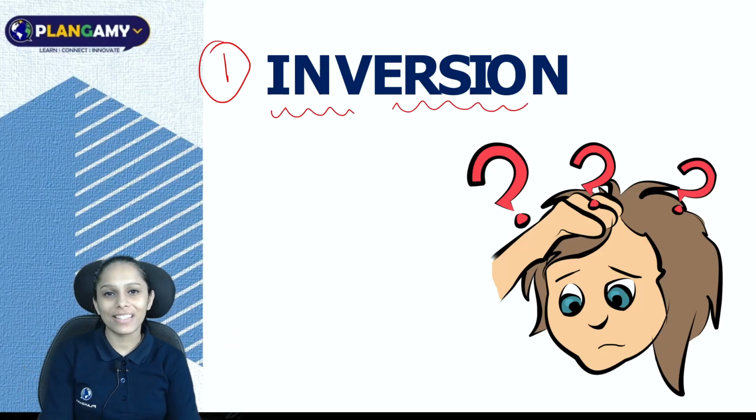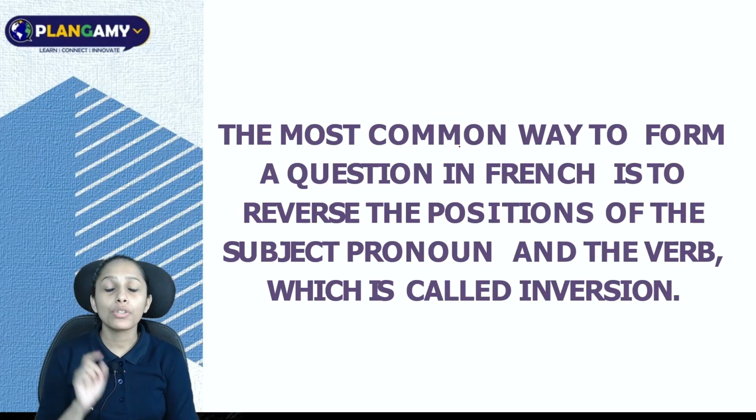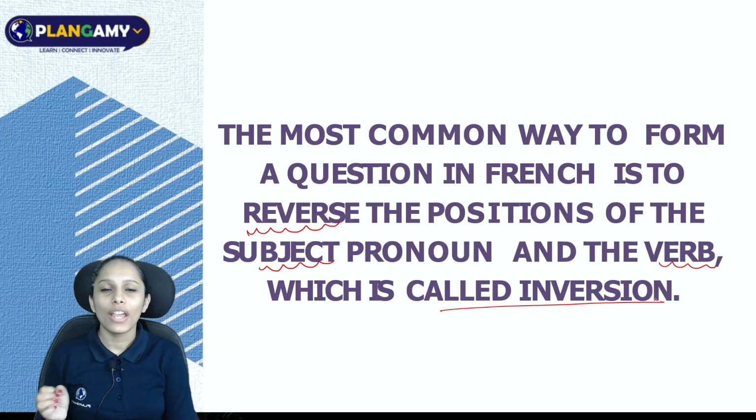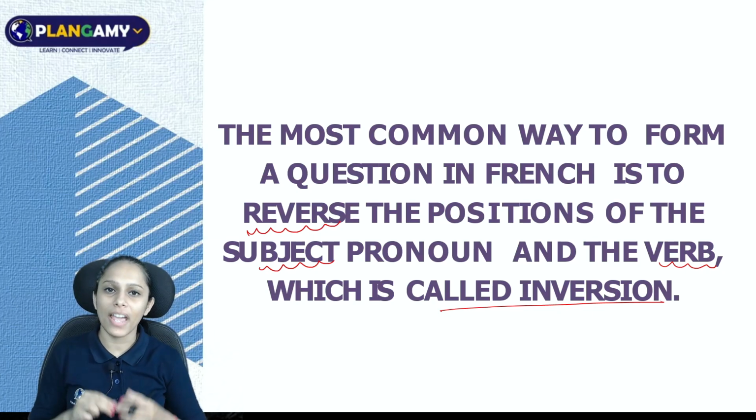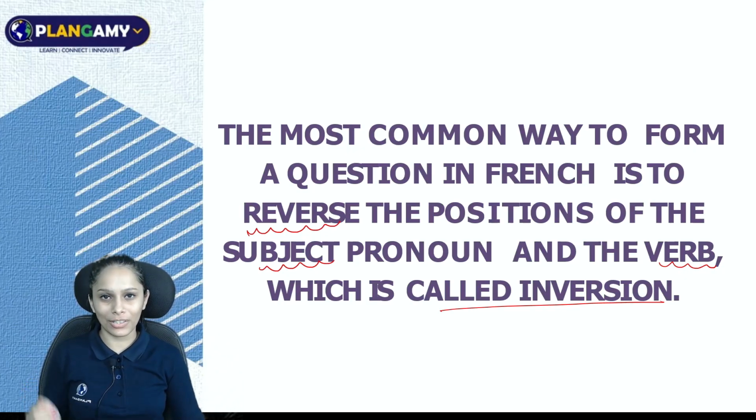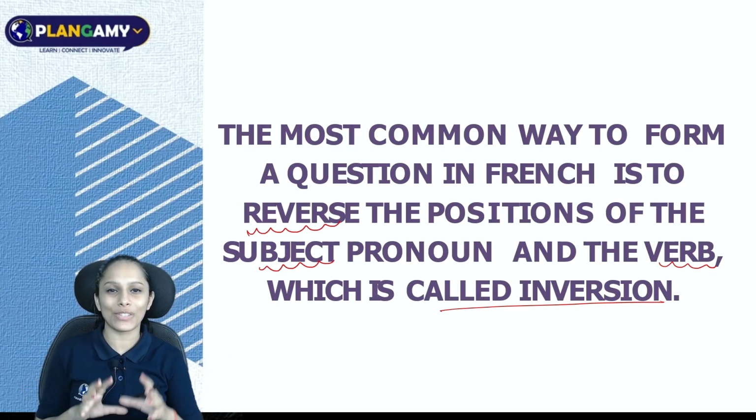So, let us read more about inversion. What is inversion and how do we use it? It says the most common way to form a question in French is to reverse the positions of the subject pronoun and the verb, which is called inversion. Let us highlight some of the words here. So now we have three important things: reverse, subject and verb. Don't worry, we will understand the process of inversion with some examples.